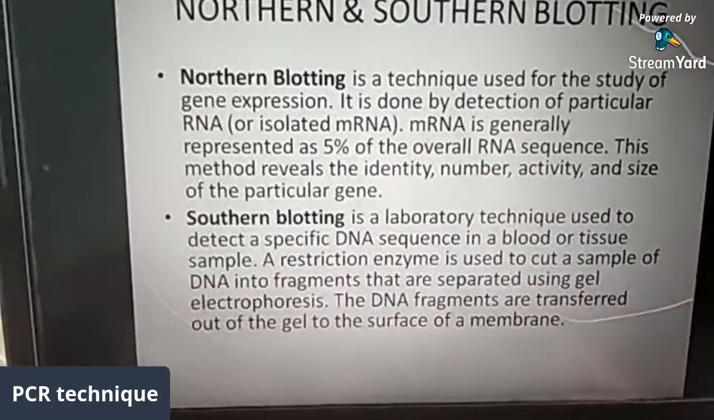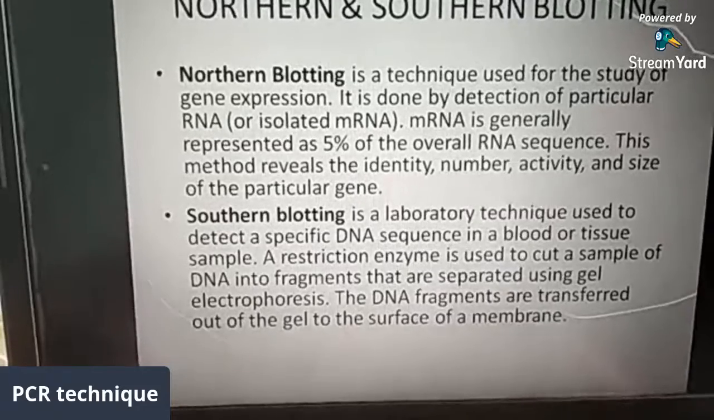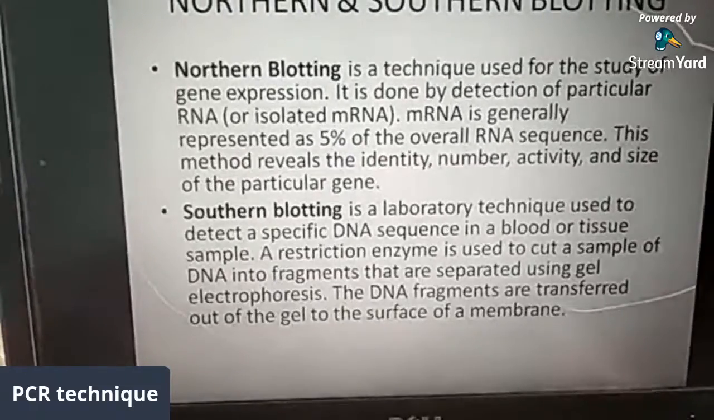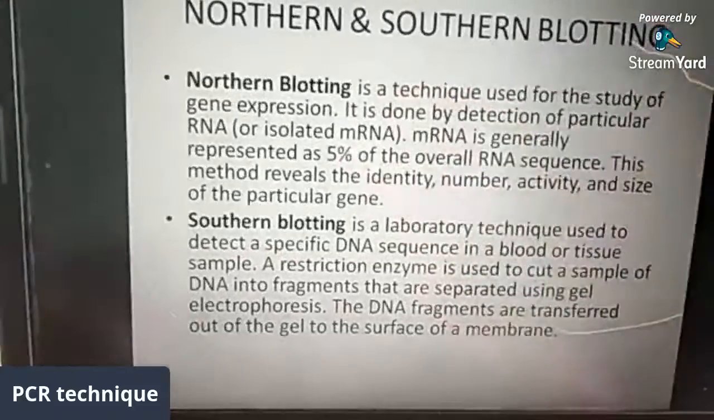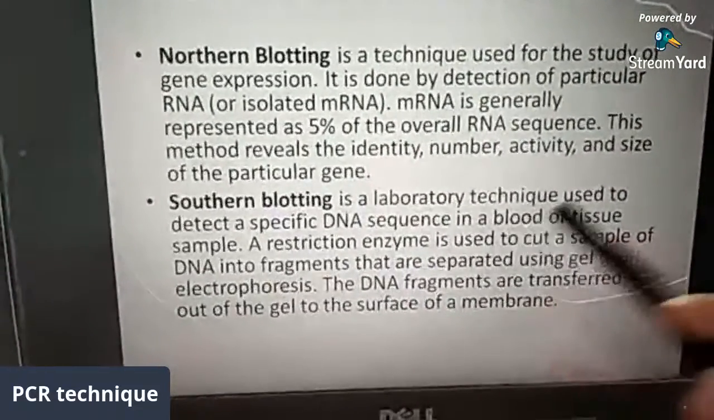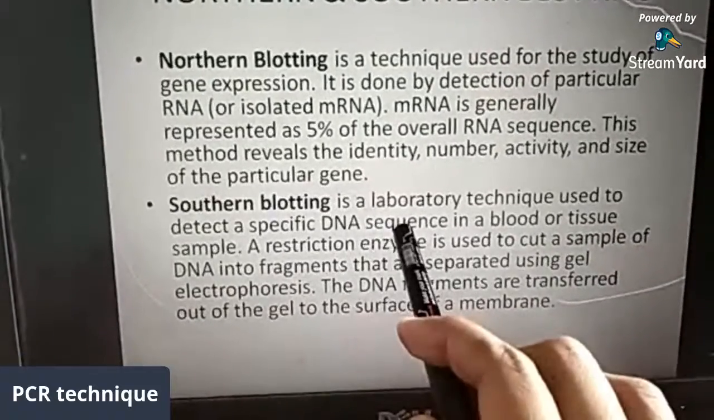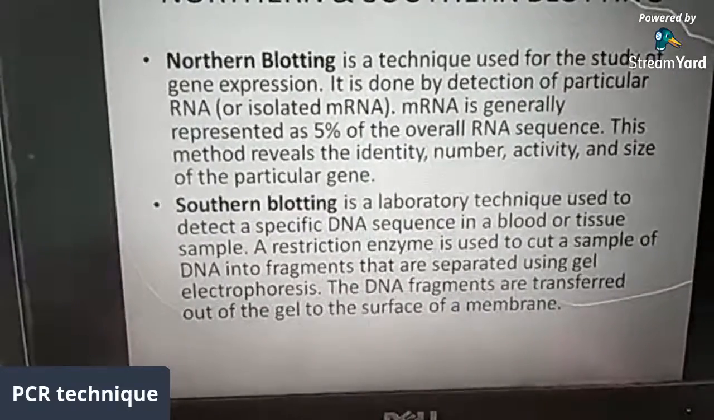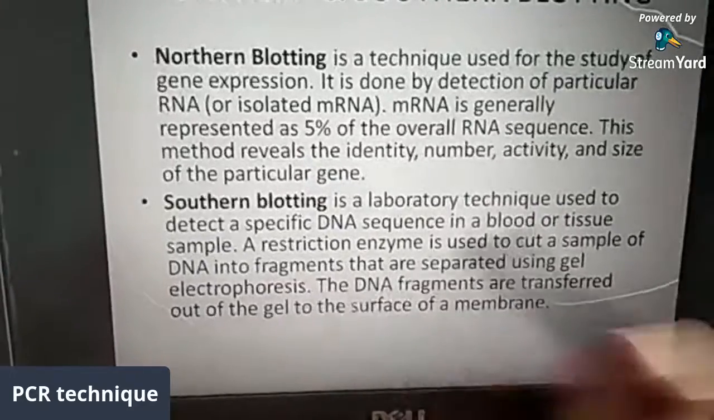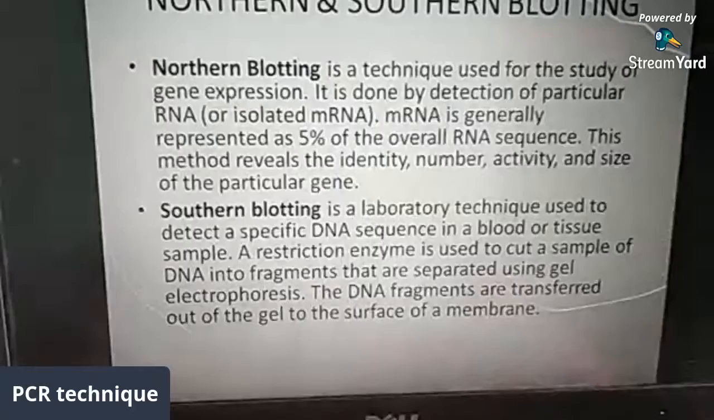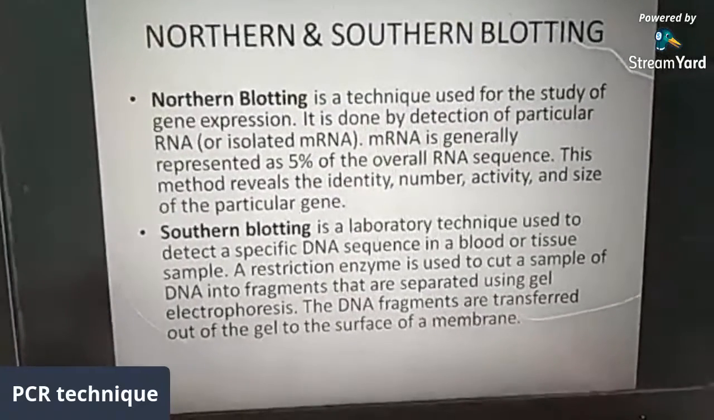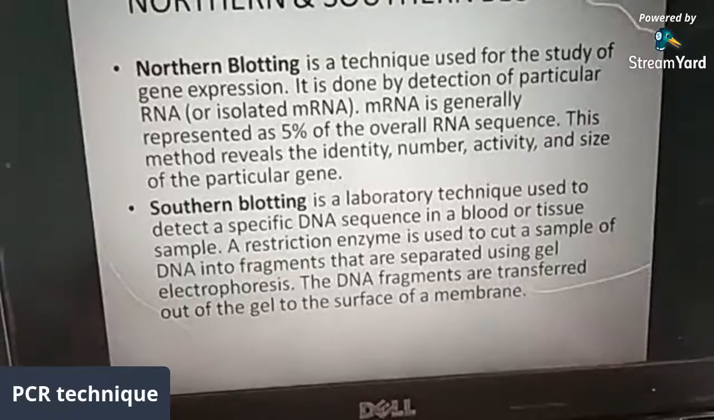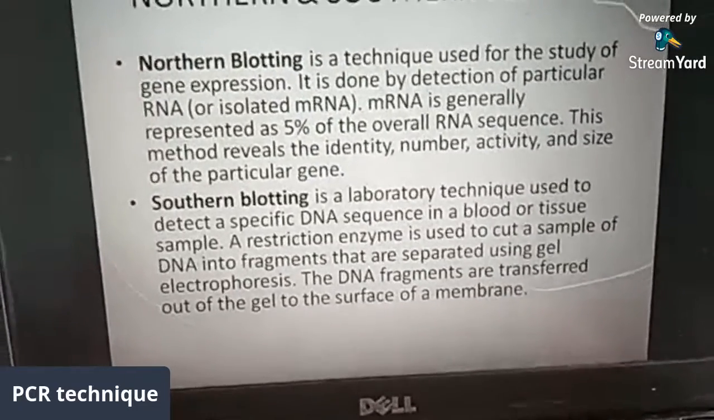So when you need to know about the RNA sequence, or you have to isolate the mRNA, you have to isolate the RNA, then you can use this northern blotting technique. And southern blotting is a laboratory technique used to detect a specific DNA sequence, okay, in a blood or tissue sample. A restriction enzyme is used to cut a sample of DNA into fragments that are separated using gel electrophoresis, and after that these DNA fragments are transferred to the gel-based membrane. So these are the two processes. Through the northern blotting, you will get to know about the gene expression, particularly the RNA sequence, and through the southern blotting you will get to know the specific DNA sequence.